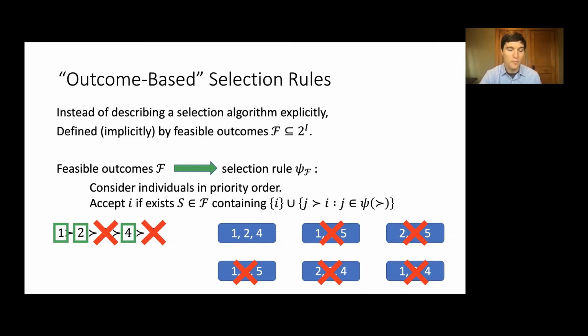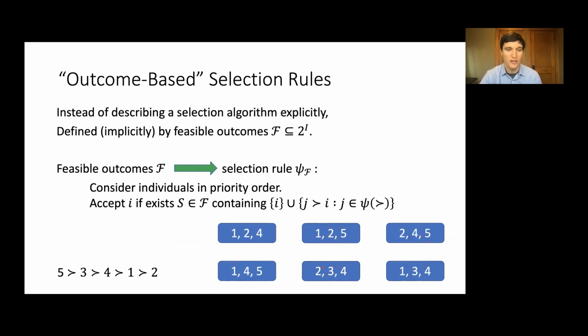Alternatively, maybe the priority order was going to be different. So if the priority order was 5, 3, 4, 1, 2, we'd start by taking applicant 5. That rules out 3 of these selections right off the bat. Unfortunately, that means we have to skip over applicant 3 because there's no feasible selection where 3 and 5 are chosen together. But we can take 4 and we can take 1. And so then this is the final selection that we would get in this case.